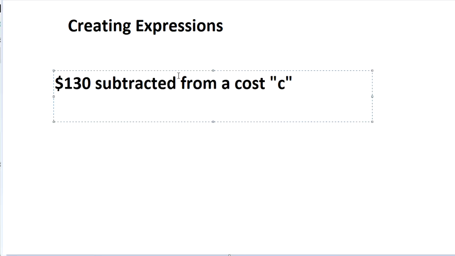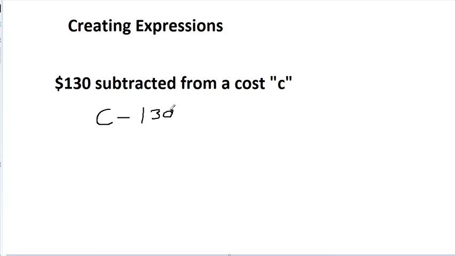Let me get another one here. This one is different though, because this one involves subtraction. The order does matter. So $130 subtracted from a cost called C. You have to write this one like this: C subtracted by 130. Can't be 130 subtracted by C, okay? Because you're trying to take 130 away from C. So here's our number C. Maybe the cost is 250, and this is how we subtract 130 from that 250. Okay, so if it's $130 subtracted from something, you've got to take that 130 away from that cost.